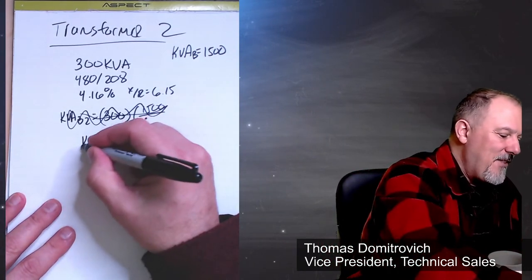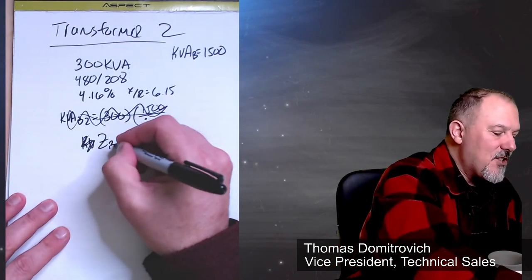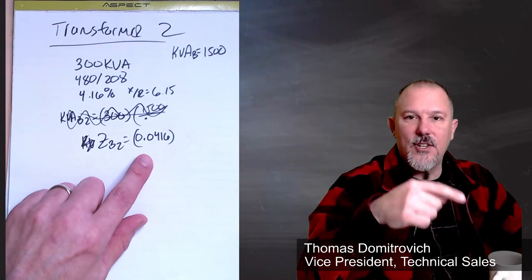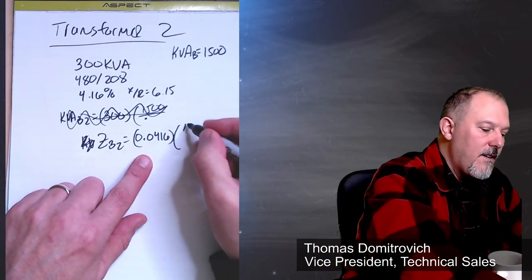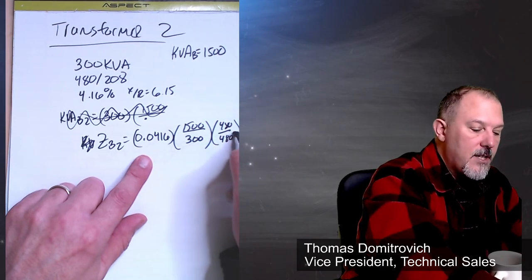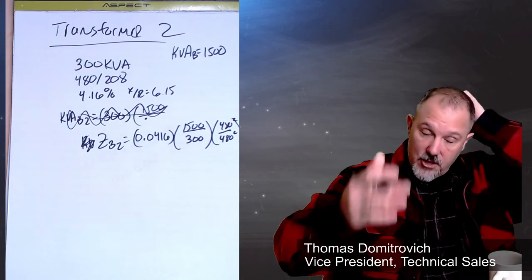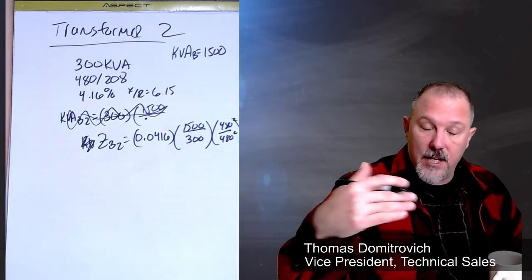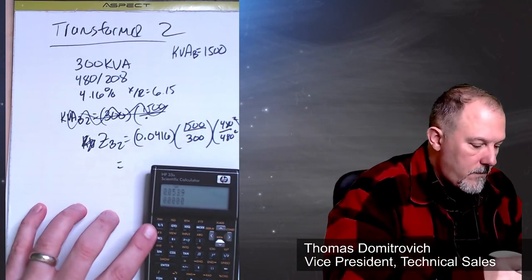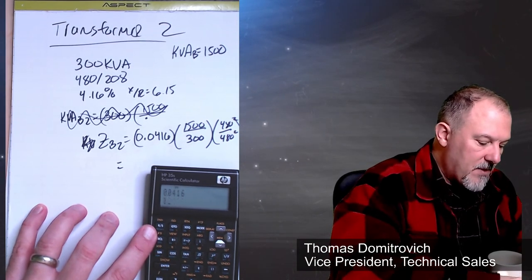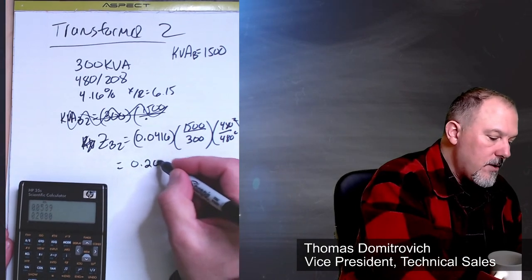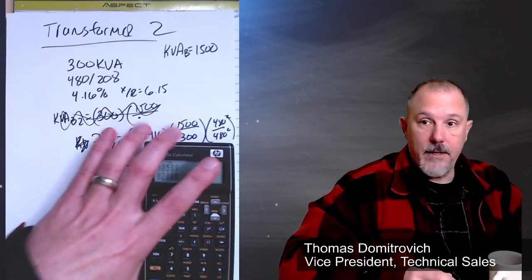KVA base. Z base 2 is equal to 0.0416, your percent impedance on the 300 kVA base, times 1500 over 300. If I wanted to throw the voltage in there, it's 480 over 480 squared, which is 1, because the transformer secondary is 480 and that's my base voltage. So all I'm worried about is 1500 over 300. I take 0.0416 times 1500 divided by 300, which is 0.208. Check my math.